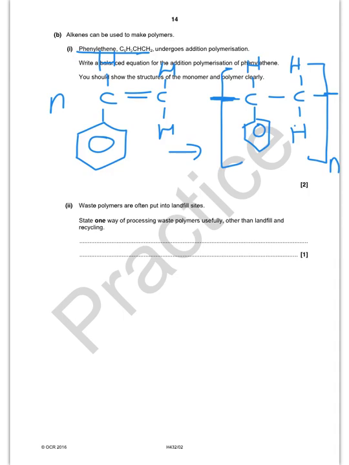Okay, so how can we process these waste polymers usefully? We can't use landfill or recycling, so we could combust them for energy production.